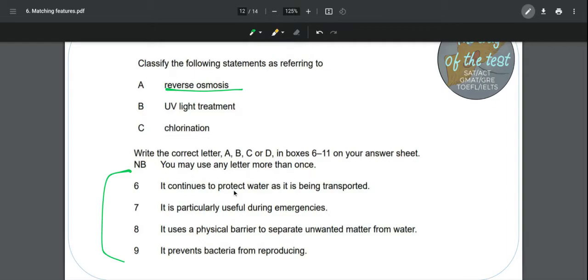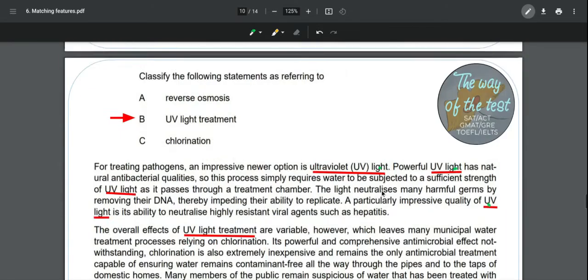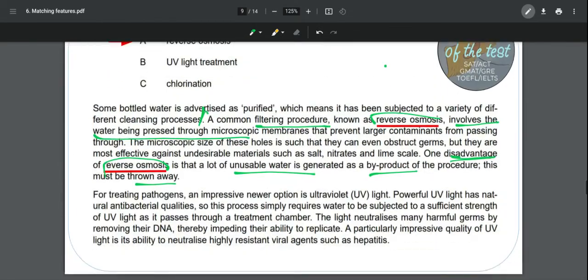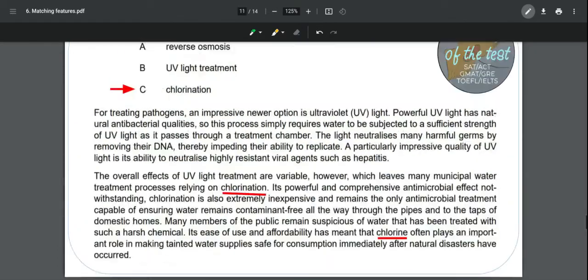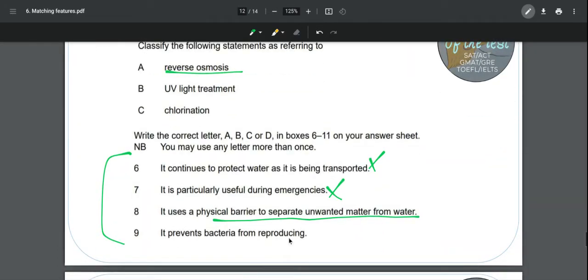It says nothing about continuing to protect water as being transported. It says nothing about being useful during emergencies. It does say something about a physical barrier to separate unwanted matter from water. So we go to the specific part, the unwanted matter. It talks about preventing larger contaminants, which are the unwanted matters. And then you have a lot of unusable water that is pretty much left alone. So finally, it prevents bacteria from reproducing.